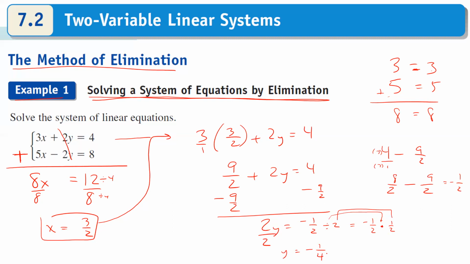Done. Okay. Can we check our answer? If we wanted to, we can check our answer. Absolutely. But our answers are 3/2, comma, -1/4. Are we good?